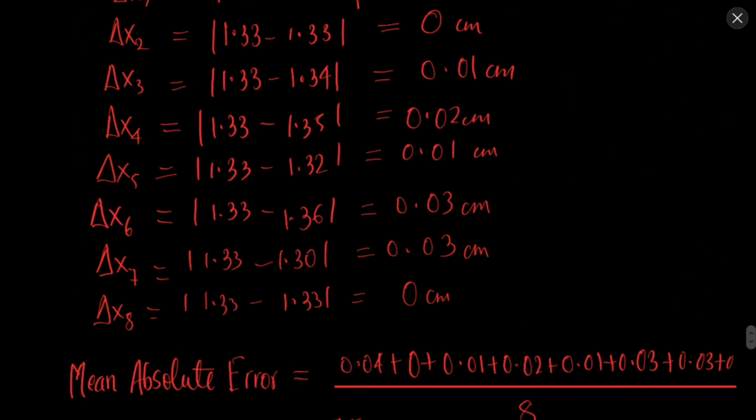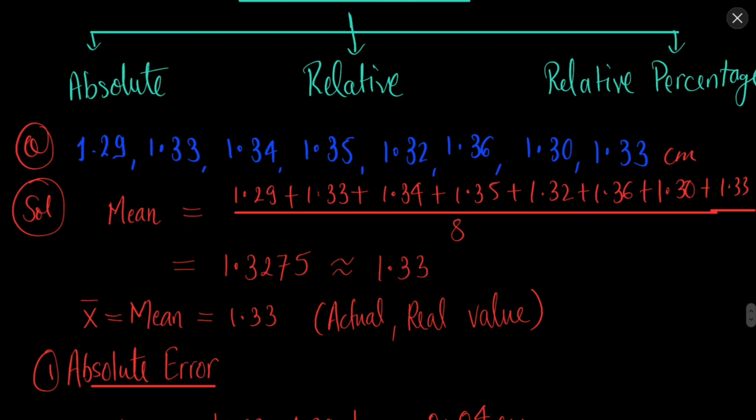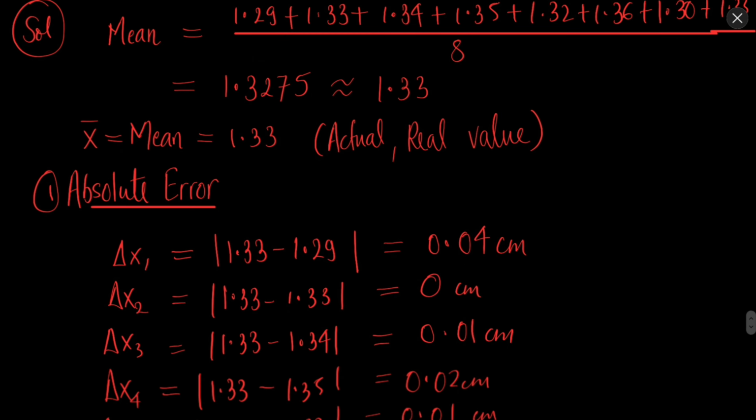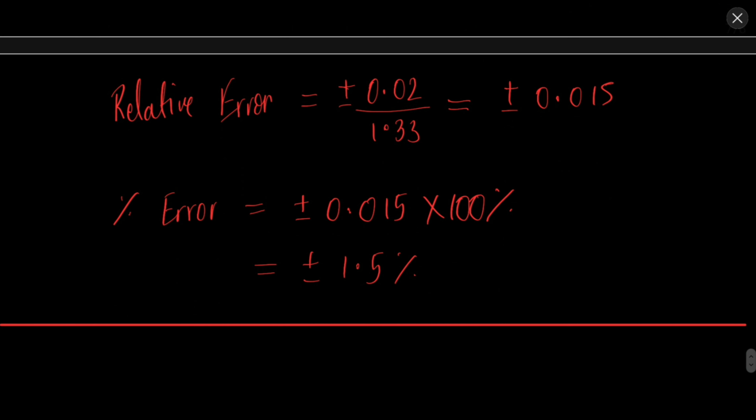So this is how you can calculate these three types of errors: absolute error, relative error and the relative percentage error. So hopefully this error calculation is clear to you. It is important because during measurement none of the measurements can be 100% accurate. There will always be some errors. So this is how you can find this type of errors.